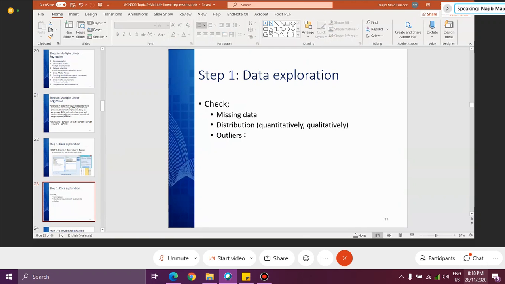And also, we want to examine the distribution in order to identify outliers which are due to error in data entry or error in measurement. So those things need to be corrected before you perform analysis.